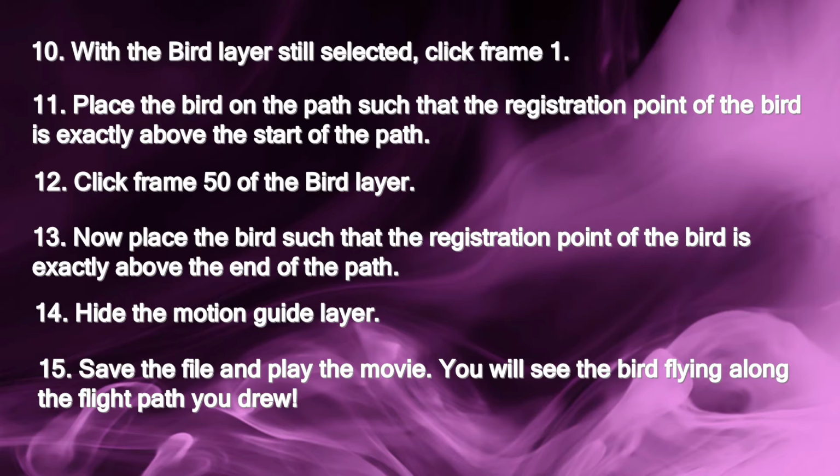Click frame 50 of the bird layer. Now place the bird in such a way that the registration point of the bird is exactly above the end of the path. Hide the motion guide layer. Save the file and play the movie. You will see the bird flying along the flight path you drew.